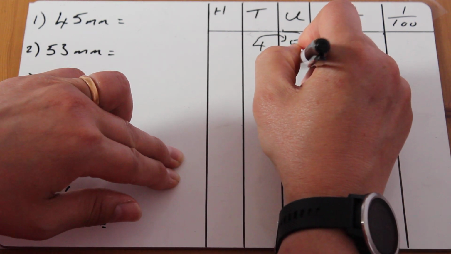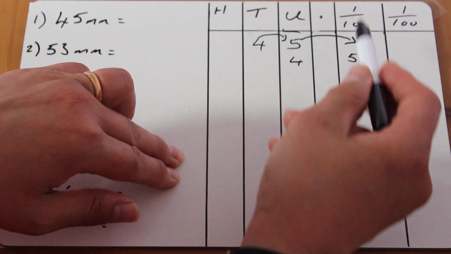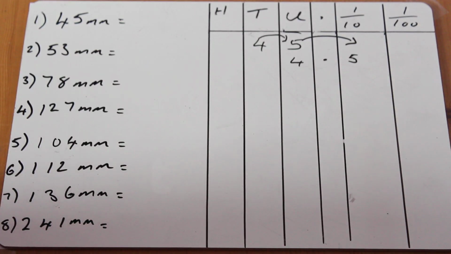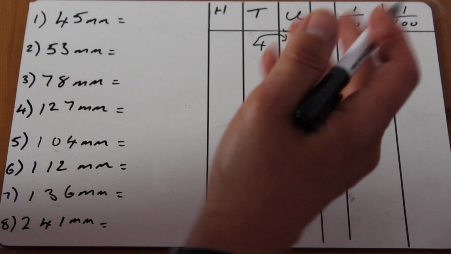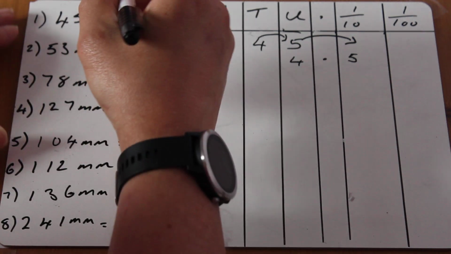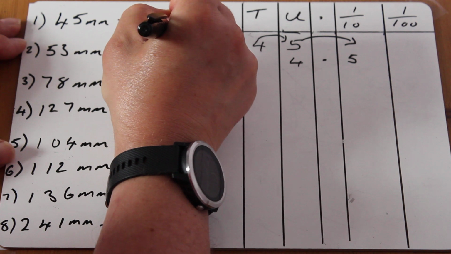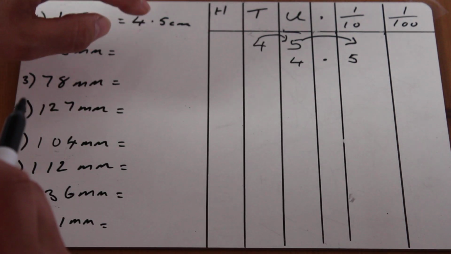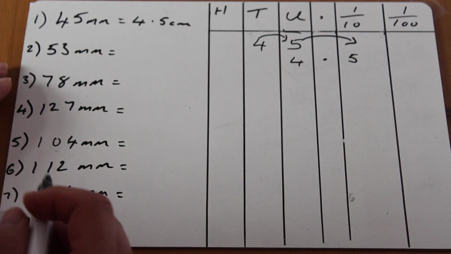The 4 goes there, the 5 goes there, but the 5 has jumped across the decimal point column, so we need to put that decimal point in. If you don't put the decimal point in, you just end up with 45 again. So this time the answer is 4.5 centimetres. So all of these answers down here are going to have a decimal point. Don't forget that, it's so important.